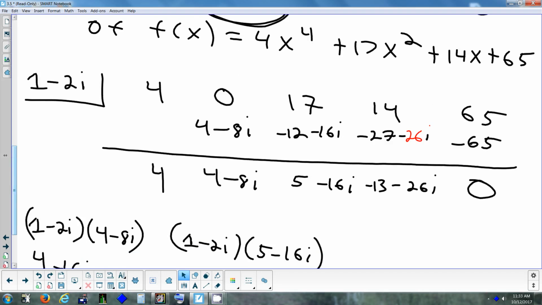Okay, on a test, I would probably cut off a column of this. Probably wouldn't give you a 4th degree. I might give you like a cubic to do it with. So it would be one less round of multiplying. But that's why we went over multiplying complex numbers.